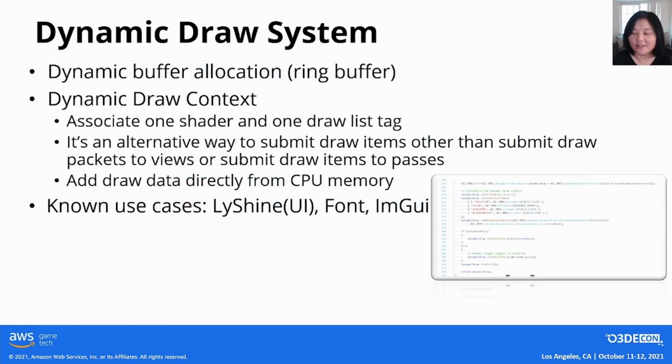The dynamic draw system provides a convenient way to submit dynamic draw data from CPU buffer every frame. It utilizes a ring buffer to copy index and vertex buffers to GPU buffers with minimum cost. It also provides a helper class called dynamic draw context to prepare the draw context for you. We are using it for the O3DE UI system, the debug font, and the ImGUI rendering.